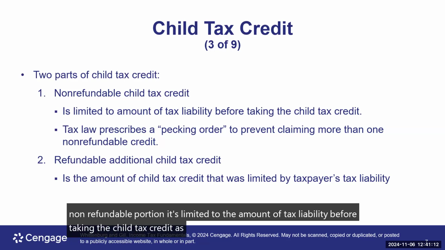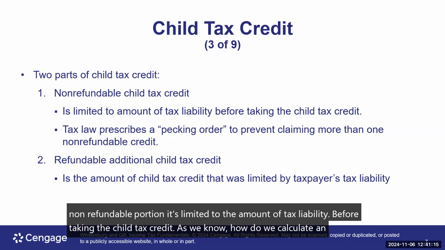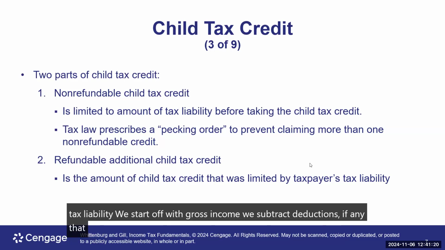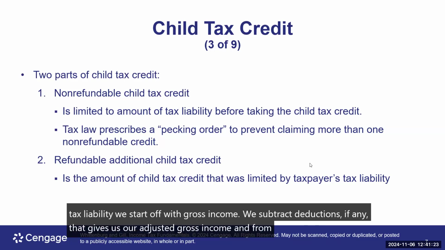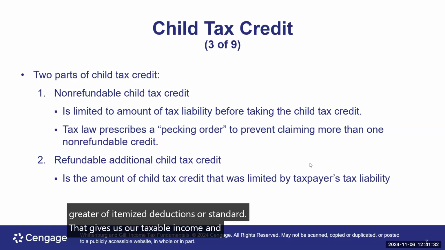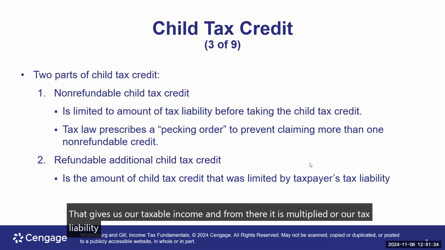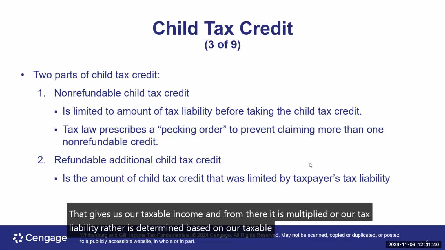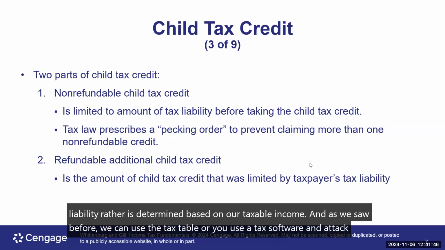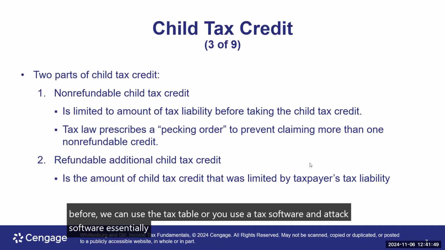As we know, how do we calculate an individual's tax liability? We start off with gross income. We subtract deductions, if any. That gives us our adjusted gross income. And from there, we subtract the greater of itemized deductions or standard deductions. That gives us our taxable income. And from there, our tax liability is determined based on our taxable income. And as we saw before, we can use the tax table, or you use tax software, and the tax software effectively allocates the tax liability based on the taxable income.